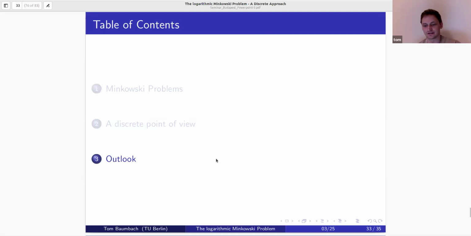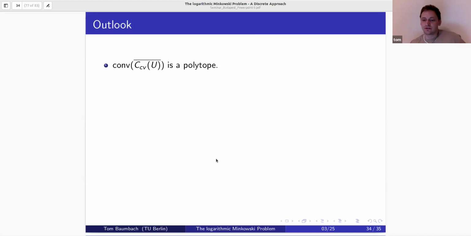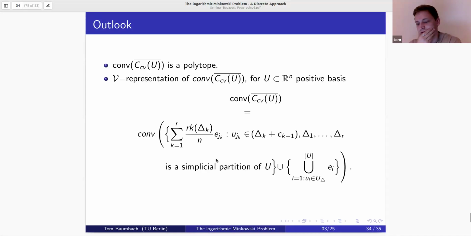That was, I think, all. Just a little bit of outlook. We still hope to prove that the convex hull of the cone volume set is a polytope, meaning it has only finitely many extreme points or vertices, which also corresponds to the fact that this manifold is concave. If that's true, then that should also hold. So that would be a nice proof for that. And if we have a positive basis, then we have the following convex representation.